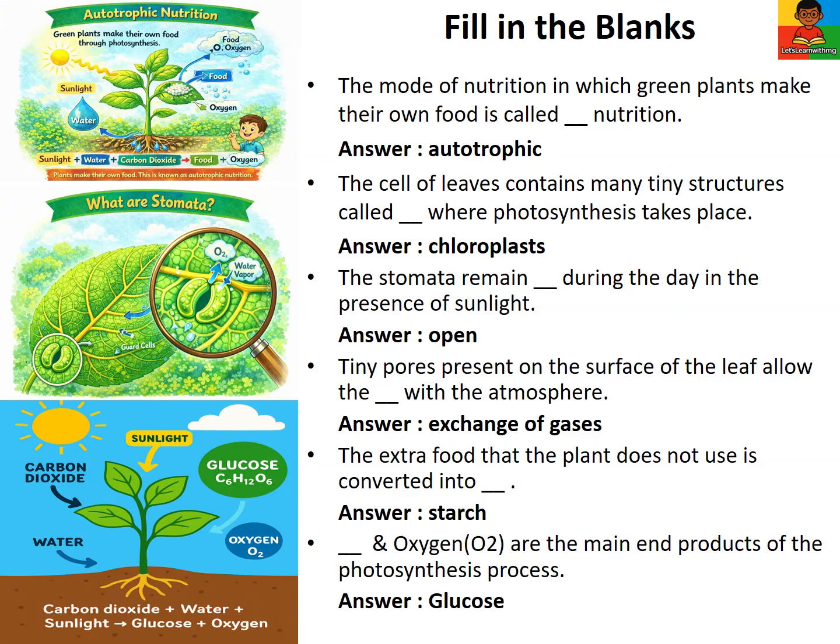Answer: open. Tiny pores present on the surface of the leaf allow the blank with the atmosphere. Answer: exchange of gases. The extra food that the plant does not use is converted into blank. Answer: starch. Blank and oxygen are the main end products of the photosynthesis process. Answer: glucose.